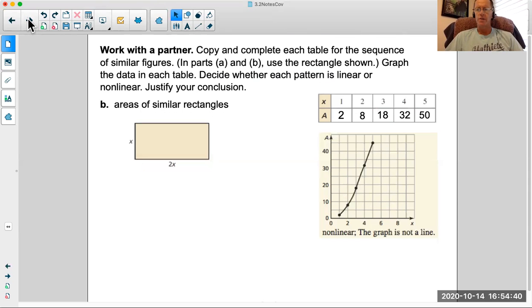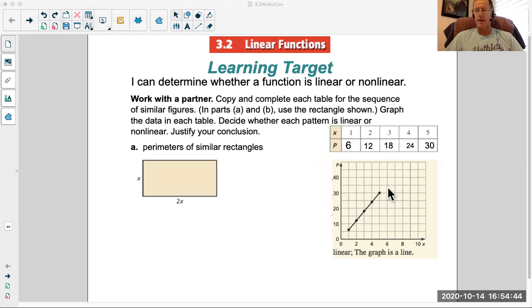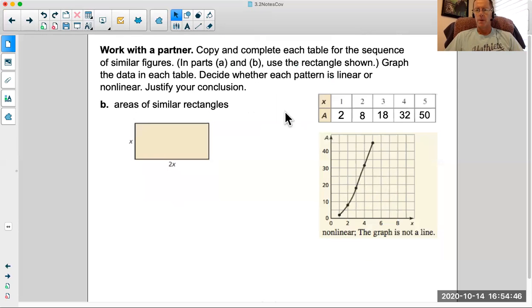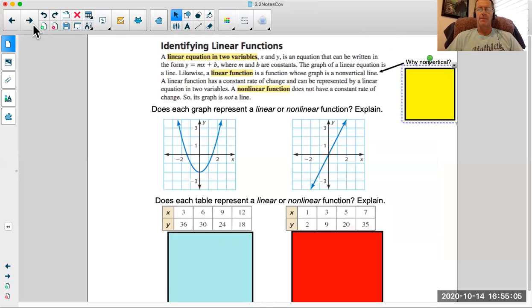Notice that one was linear, right? We got a nice line. But notice here, as X increases by 1, the area increases by 6, and then 10, and then a lot more than 10, and then a lot more than that, and so forth. So just something to notice at this point.